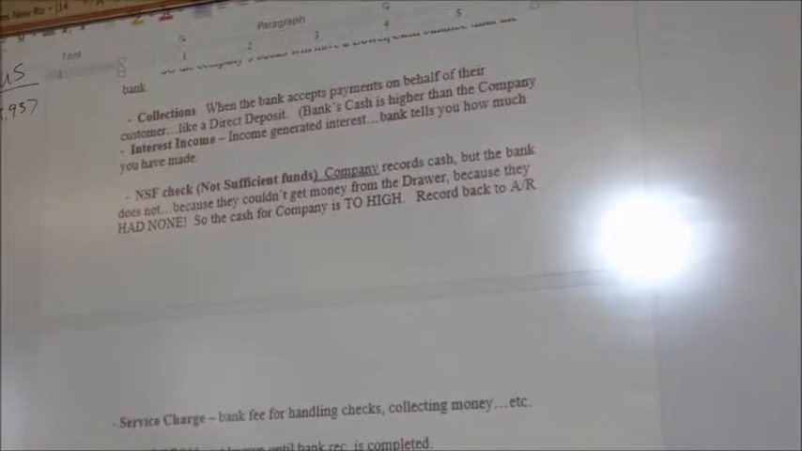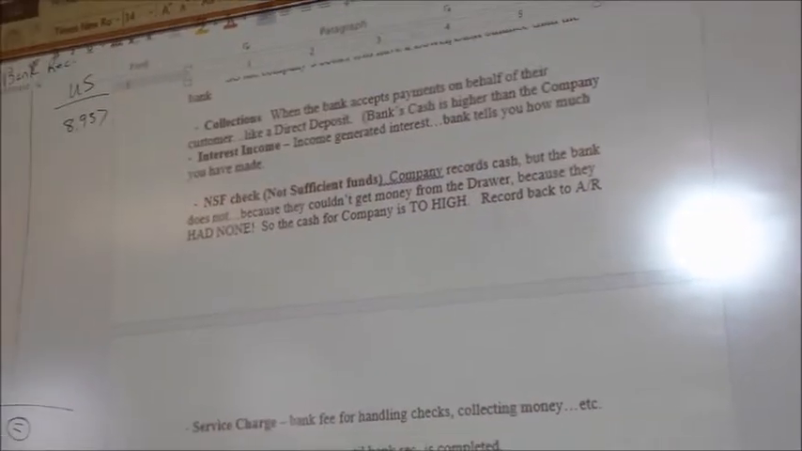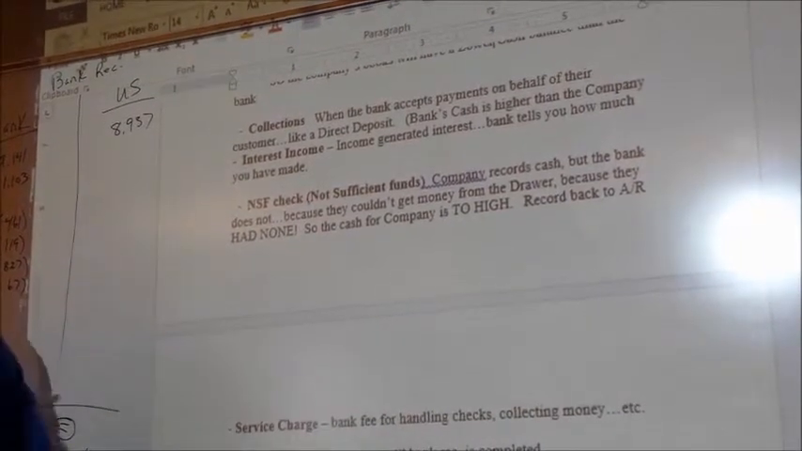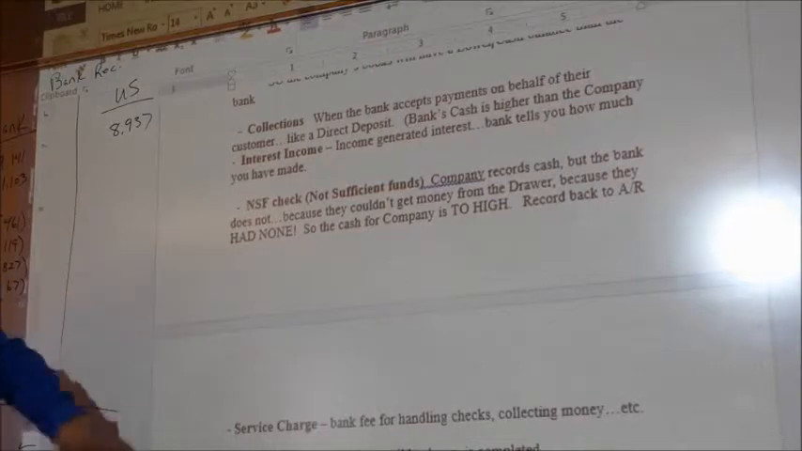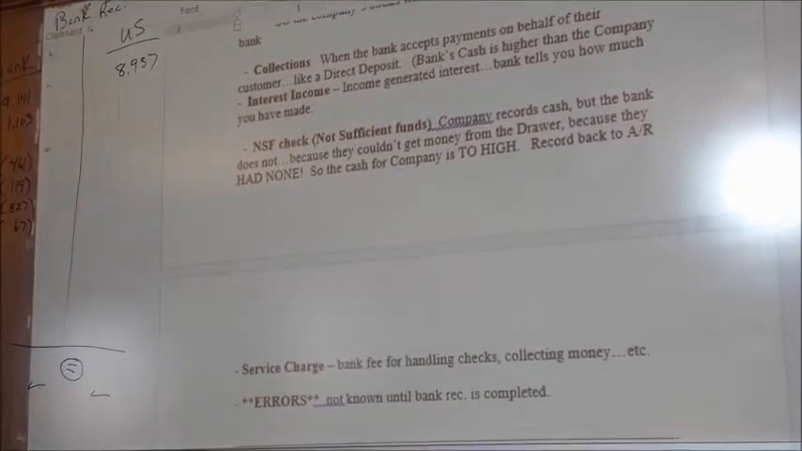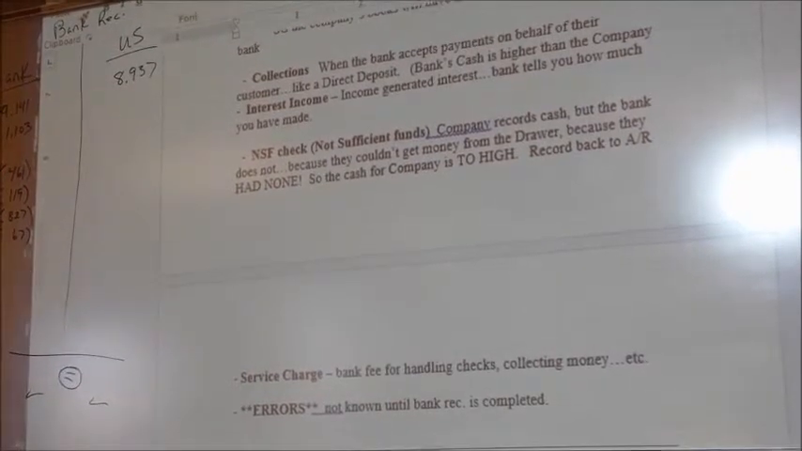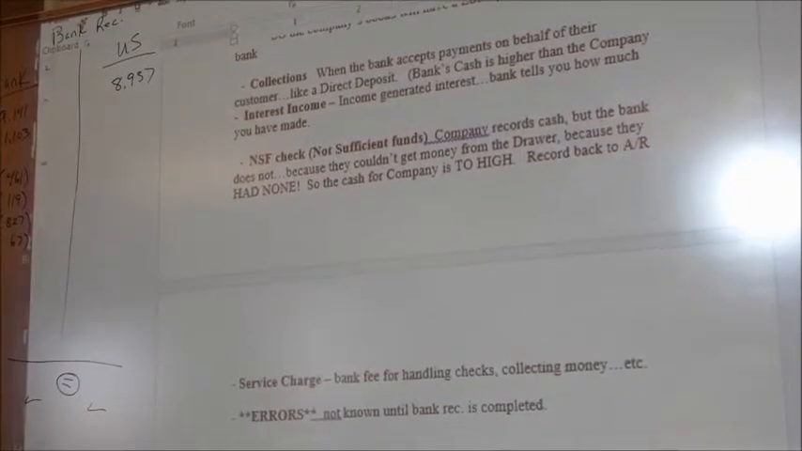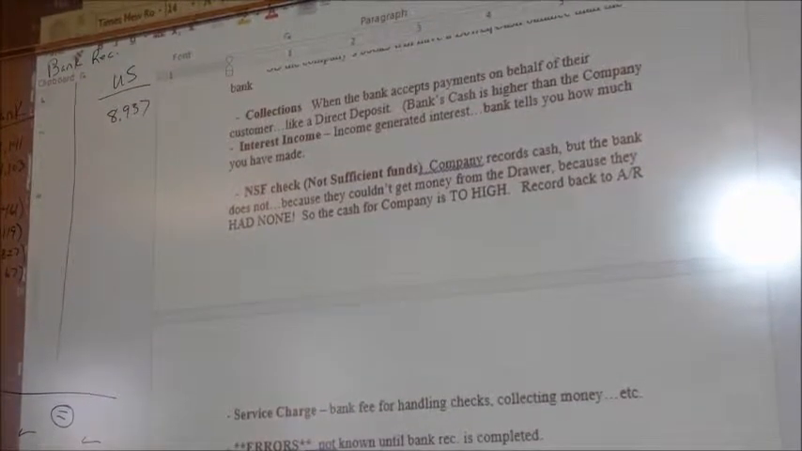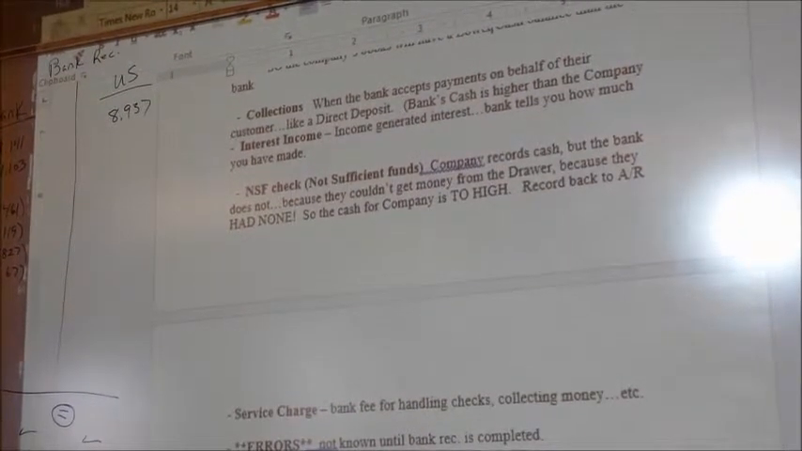I didn't get the money. Usually that's going to be something that the bank knows first, and then I will find out about later. So that's something that we're going to adjust. A couple other items here. The bank may, usually not for personal checking accounts, but for company accounts they usually do, have a service charge. So they take money out of your account.